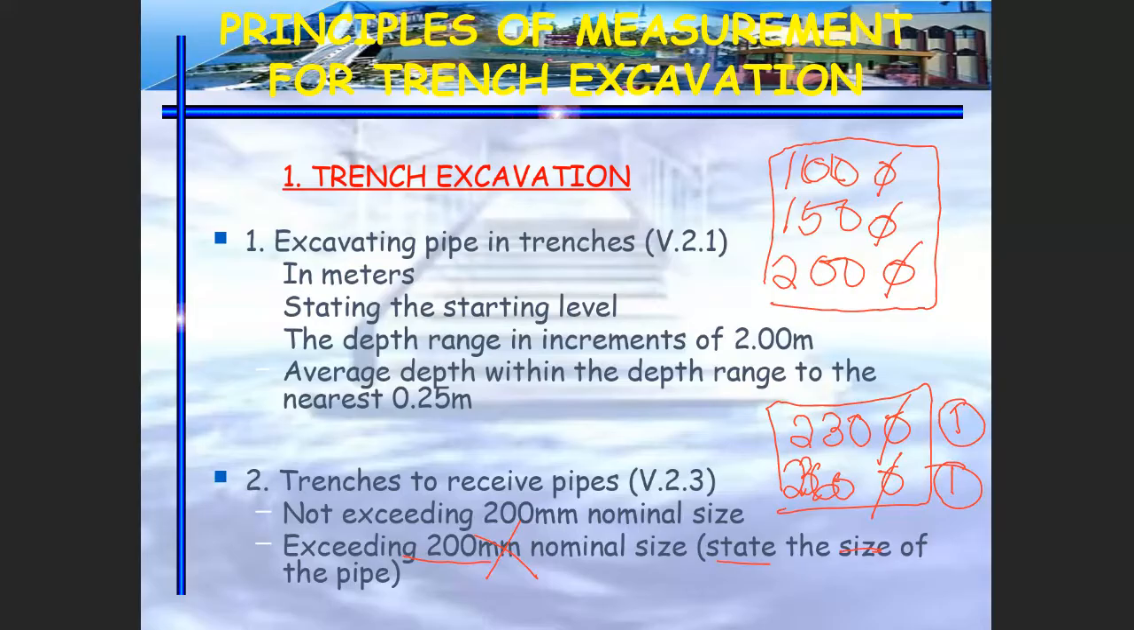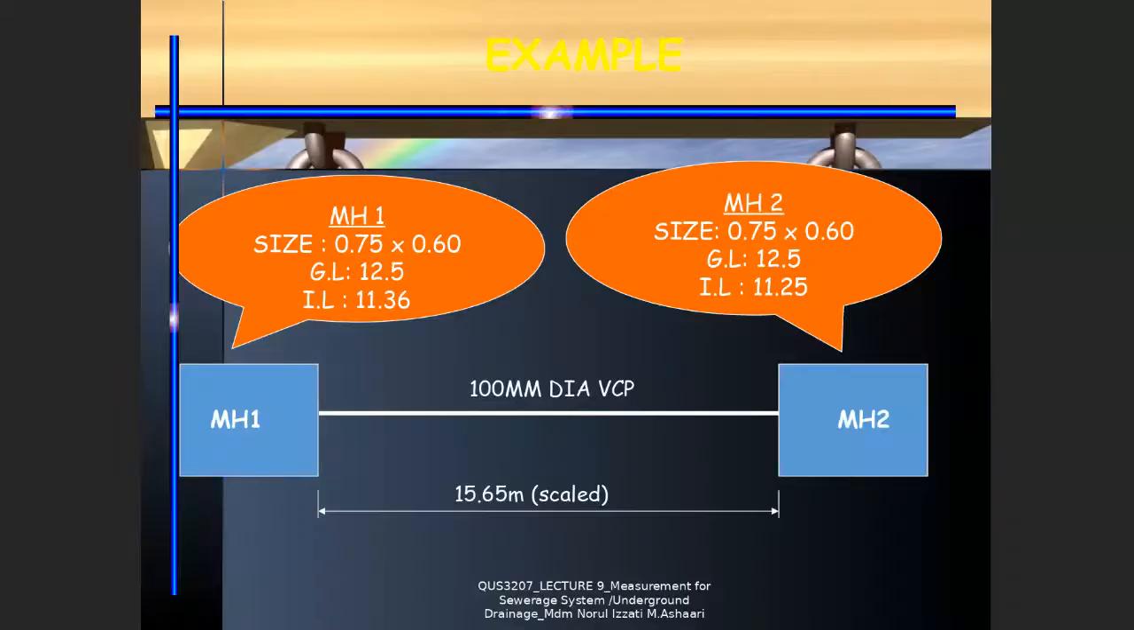Okay. Now let's look at the example in detail. This is one of the examples I give you, almost similar to what we have done before. Let's say from manhole number 1 to manhole number 2, we have the length on plan. This is the scale or LOP. The length on plan is 15.65 meter. Okay, this is the answer for your trench excavation. Very easy. But in order for you to identify which category this answer is for, you have to measure properly.